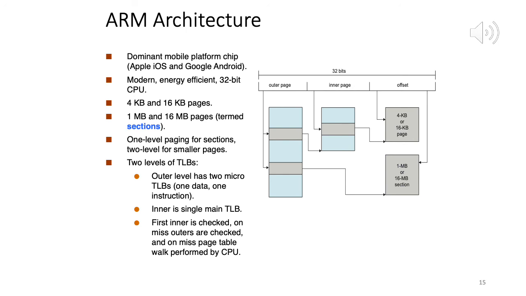Okay. So these large page sizes are also termed as sections to distinguish them from the conventional pages of 4K and 16K. Okay. One level paging for sections, two level for smaller pages. So naturally, one advantage of large page sizes is now the number of entries in the page table reduces.